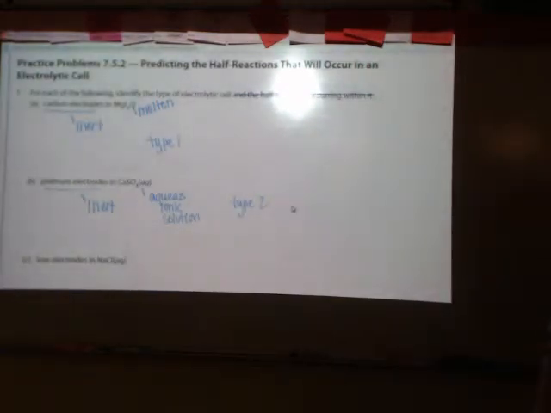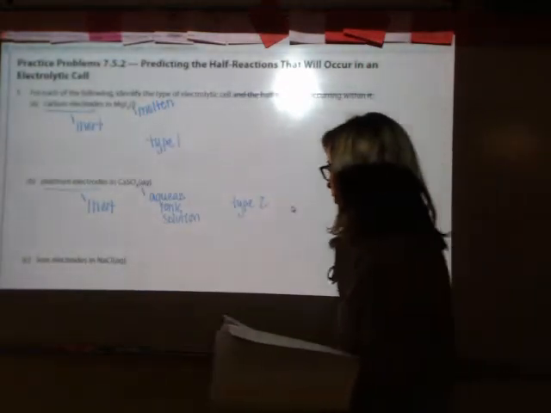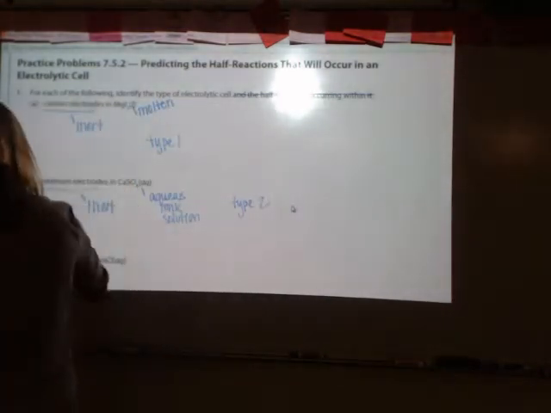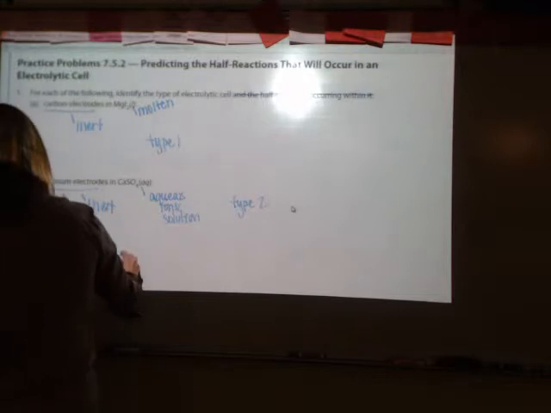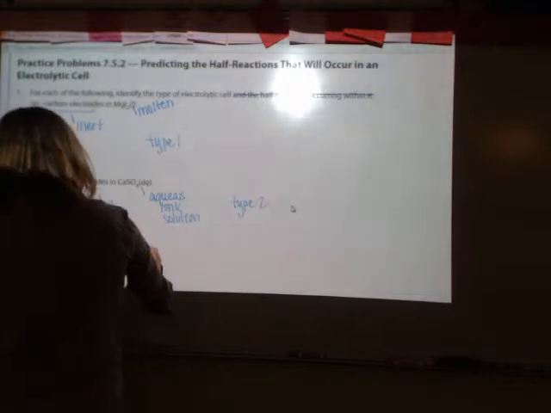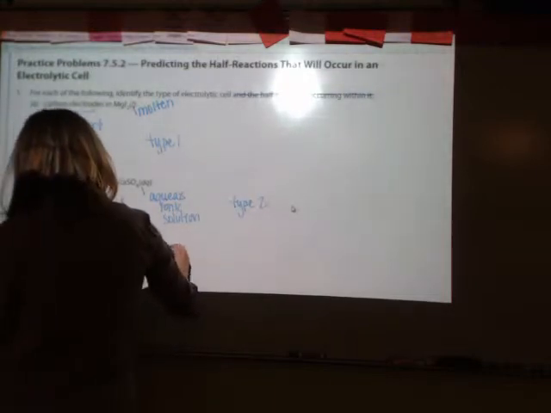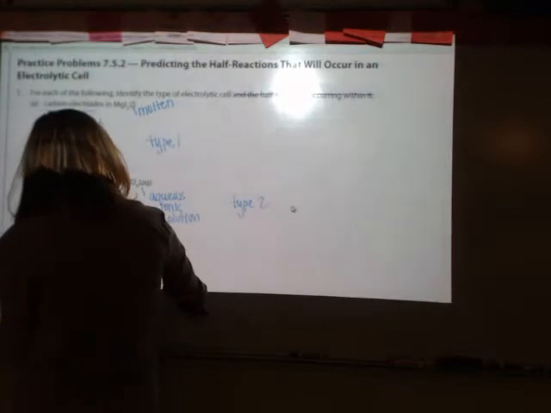And then for letter C, we've got iron electrodes. Those are not inert. And then you have sodium chloride dissolved in water. This is an aqueous ionic solution. Type 3.